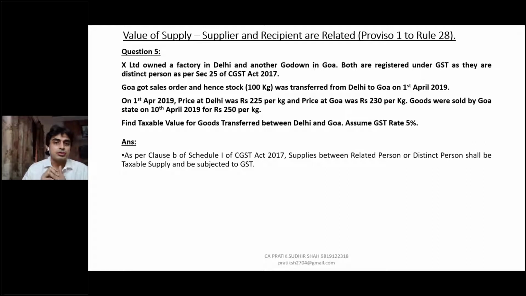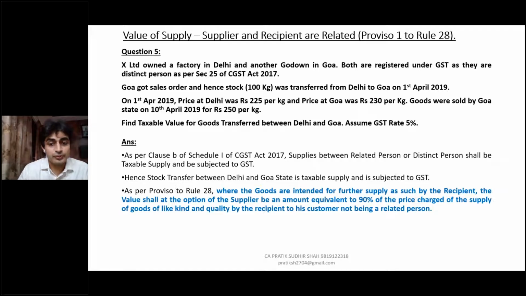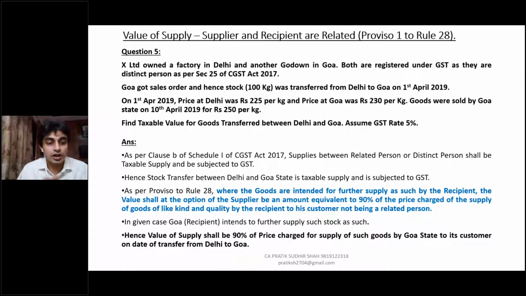But on what value? See this. Market value at Delhi is 225 and market value at Goa is 230 on 1st April. As per the provision, what does it say? Goods are intended for further supply, 90%. Let's see. Value of supply shall be 90% of the price charged for the supply of such goods by Goa to its customer, on the date of transfer from Delhi to Goa, not on the date of sale from Goa.